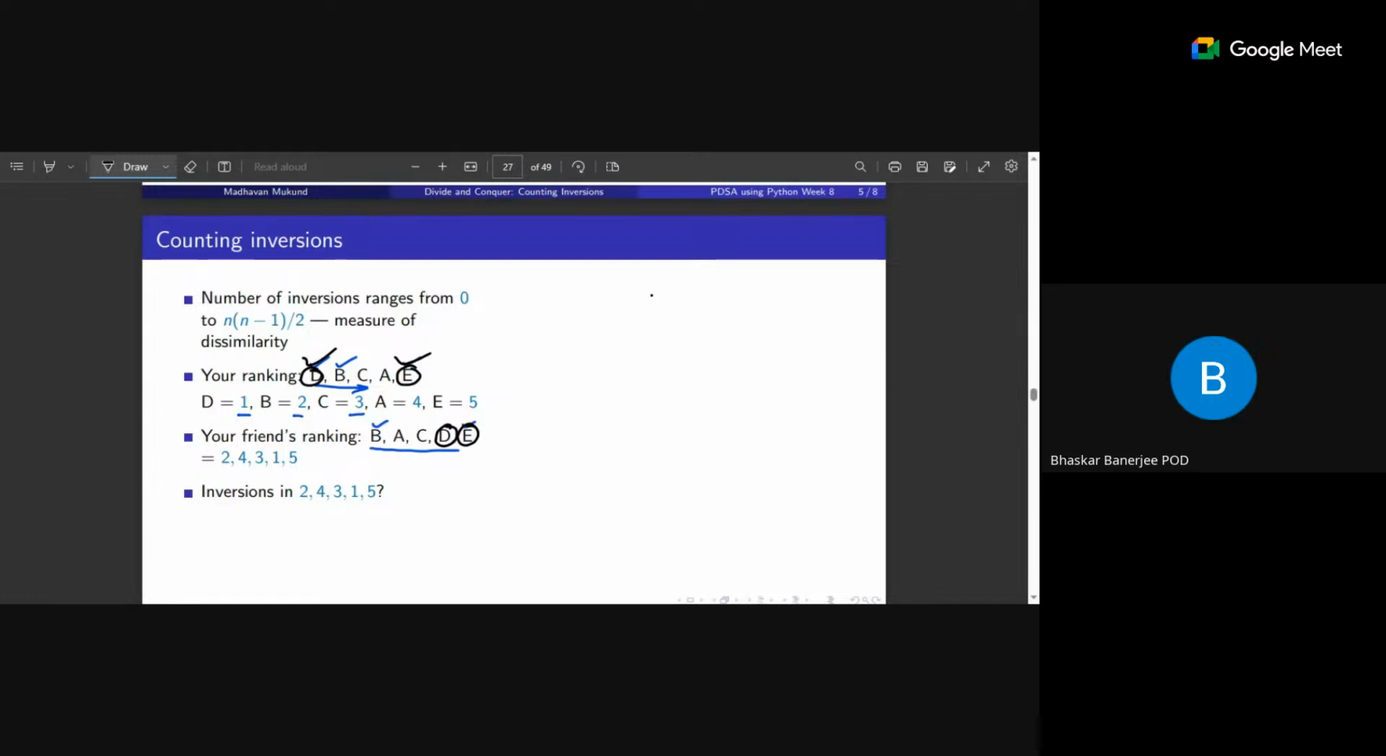Okay. Fine. But let's come back to the topic now. What we are trying to do in this algorithm is find the number of inversions. Sir, how are we guaranteed that there is n into n minus 1 by 2 similarity? No, not guaranteed. That is basically how many possible inversions there can be. The number of inversions ranges from 0 to this much.